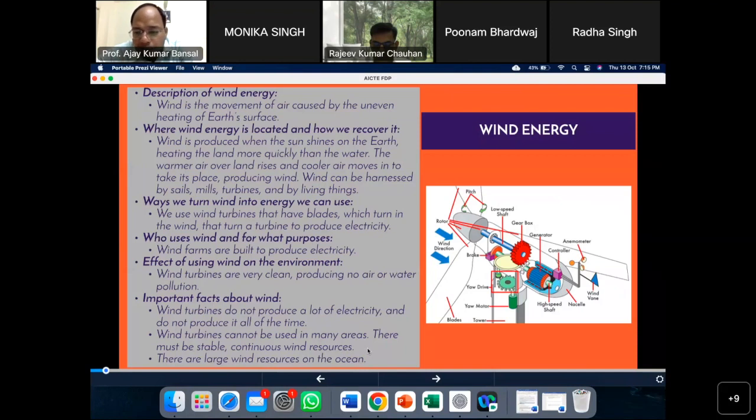As you are aware, wind is available everywhere, and we use wind turbines that have blades which rotate with the help of wind, and that produces electricity with the help of generators.